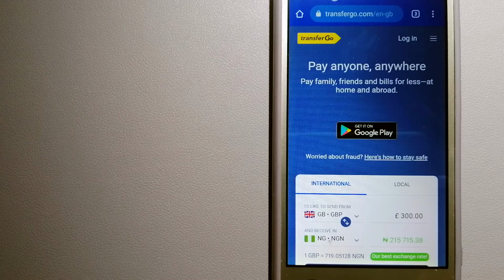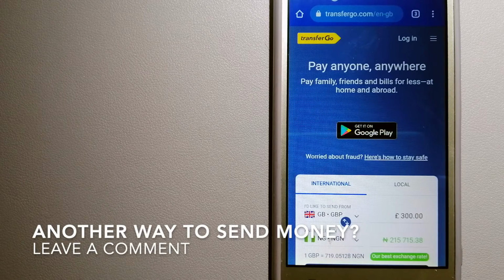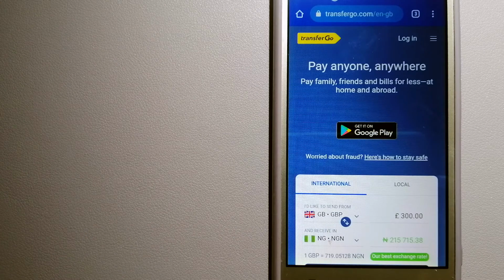TransferGo is a fit for businesses to pay their suppliers. They are a company striving to make the world a fairer place for migrants by providing tailored and more affordable financial services that allow their hard-earned money to go further.